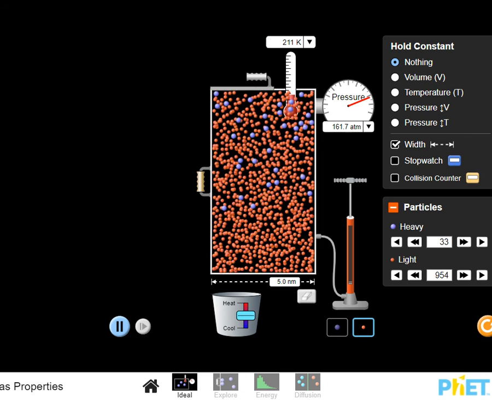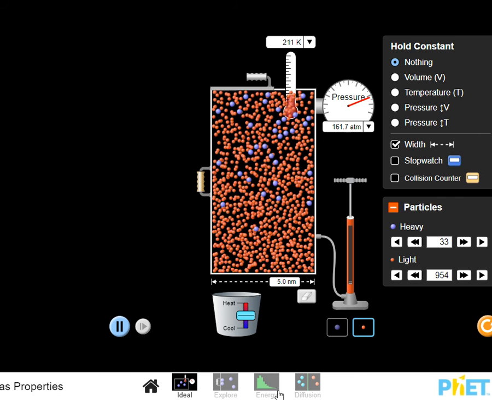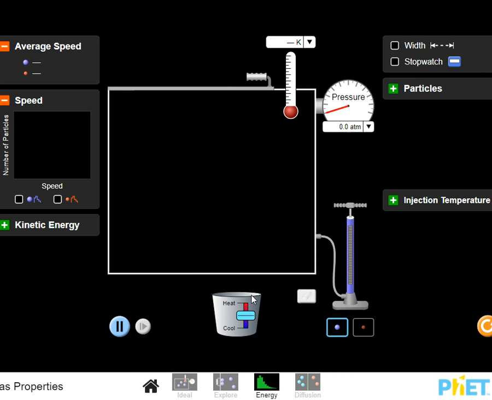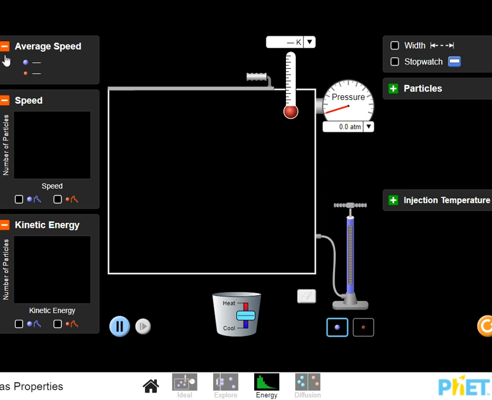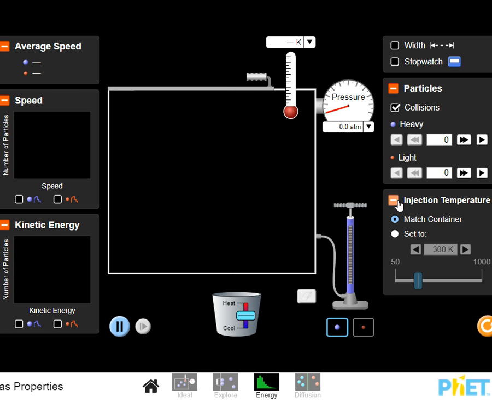So then number 6 says, click on the energy tab. So we're going to click on the energy tab. I set that. And you want to notice you have average speed here, speed in a graph, and then kinetic energy in a graph. You can see your particles. You can see the injection temperature. Okay. You can change the temperature again. All right. So I want to see the graph for both of the heavy and the light particles.